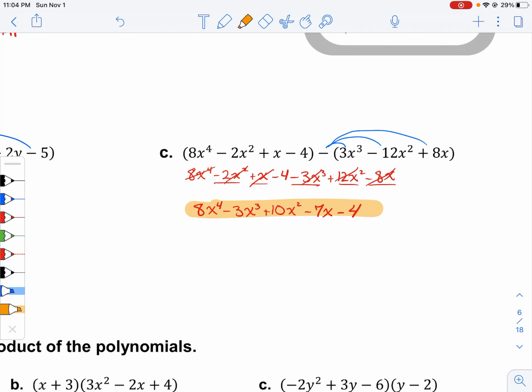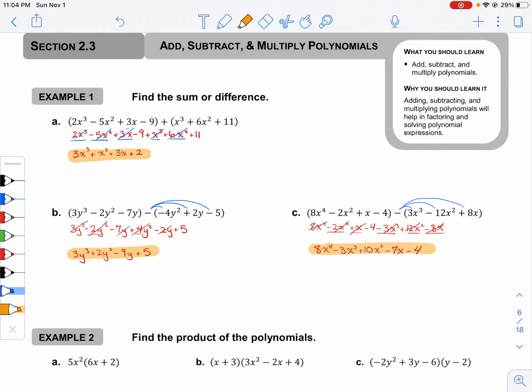So again, this should be more of a review for you, but it's a good thing to review. And then we will talk about multiplying polynomials tomorrow.